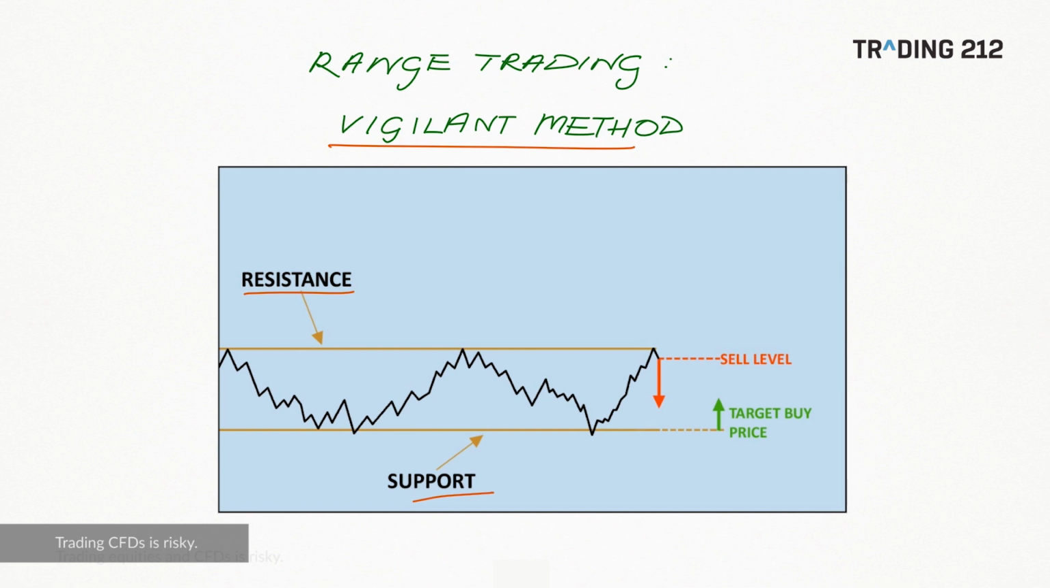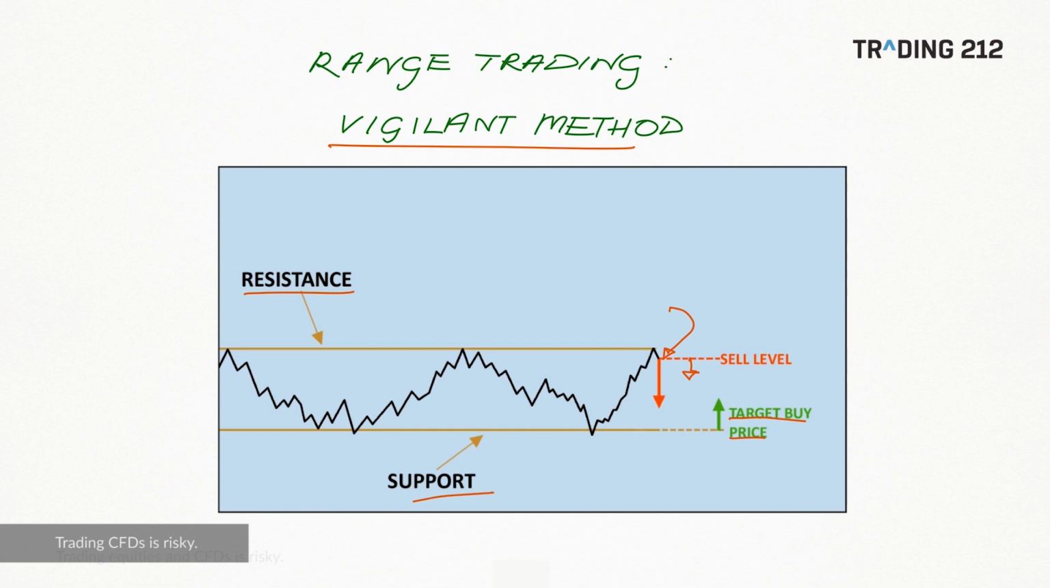So what we're looking for is for the price to actually rebound from the edge of the range. So once you've seen that price rebound, once you're happy that support or resistance has held, resistance in the case of this example, then that's when you enter the market, selling in this case. Once again, your target is the other end of the range. So the target buy price stays in that same point, which is at the support level in this example.